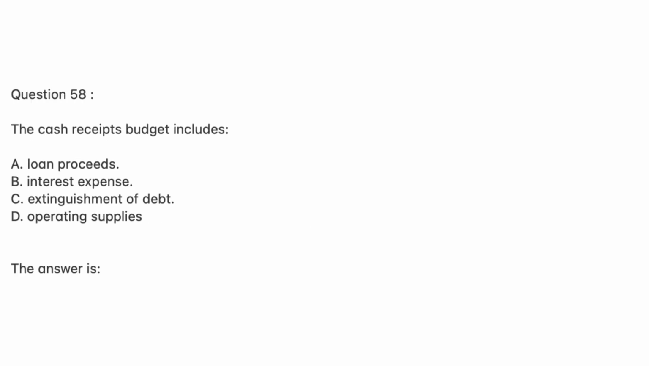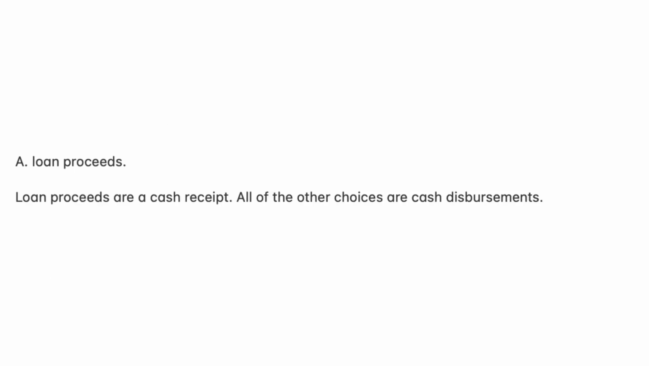Question 58. The cash receipts budget includes A. Loan proceeds, B. Interest expense, C. Extinguishment of debt, D. Operating supplies. The answer is A. Loan proceeds. Loan proceeds are a cash receipt. All of the other choices are cash disbursements.